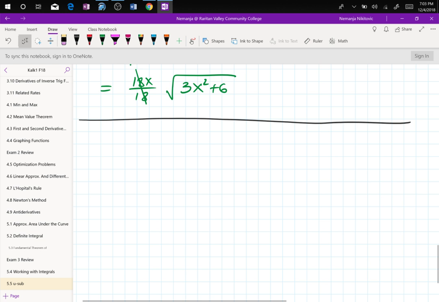So I'm going to give you guys a problem to enjoy. How about the integral of x squared times e to the x cubed minus 18 dx? Have fun.